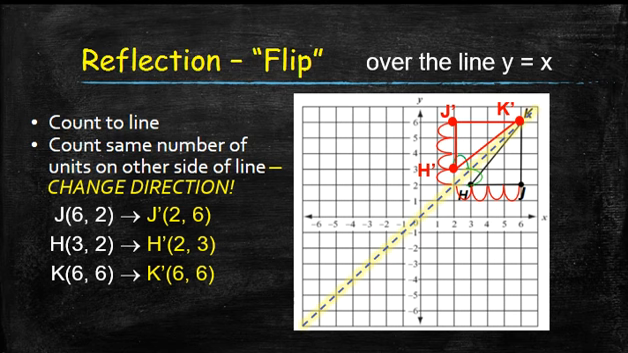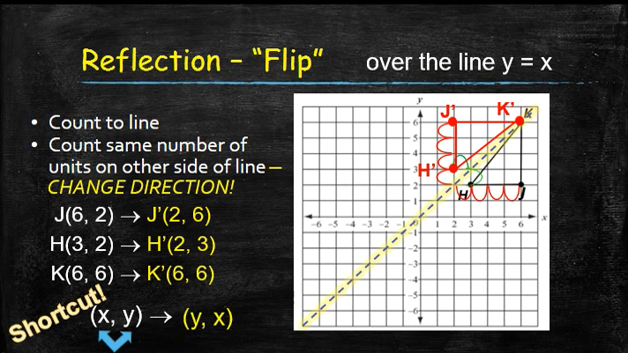Now, we do have a trick on this one. Let's take a look. If you notice, each of these points, x and y, changed places. So our shortcut here is you can take your point (x, y), and when you reflect it over the line y equals x, y literally becomes x. So you're just switching the place of the ordered pair. So you'd write it as (y, x) instead. So (6, 2) becomes (2, 6). (3, 2) becomes (2, 3). (6, 6) is the same because when you switch it, it doesn't change.